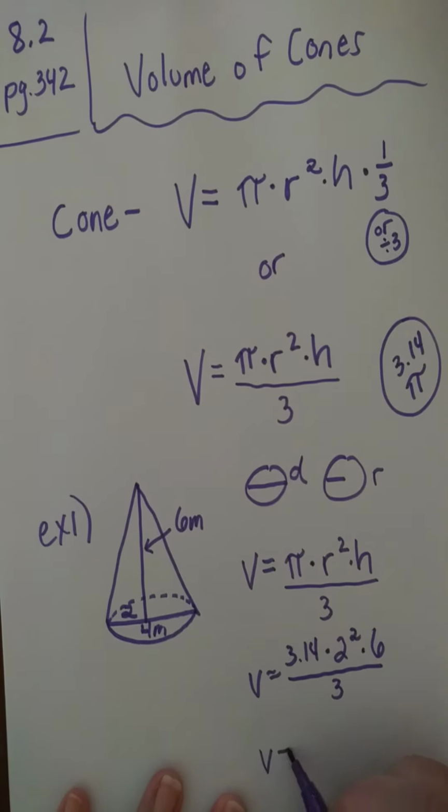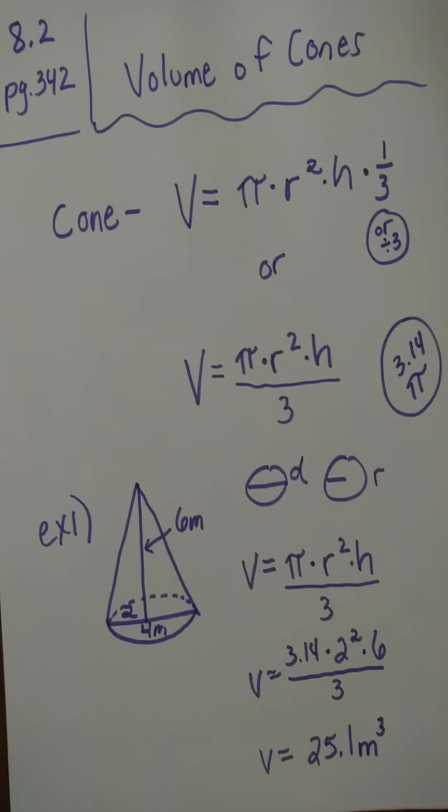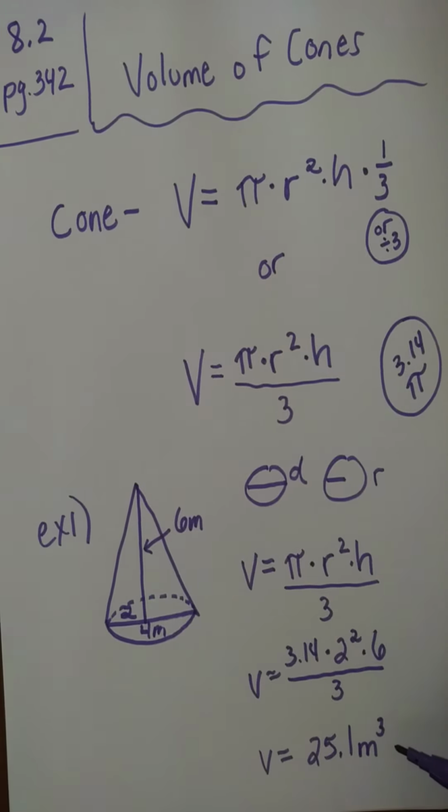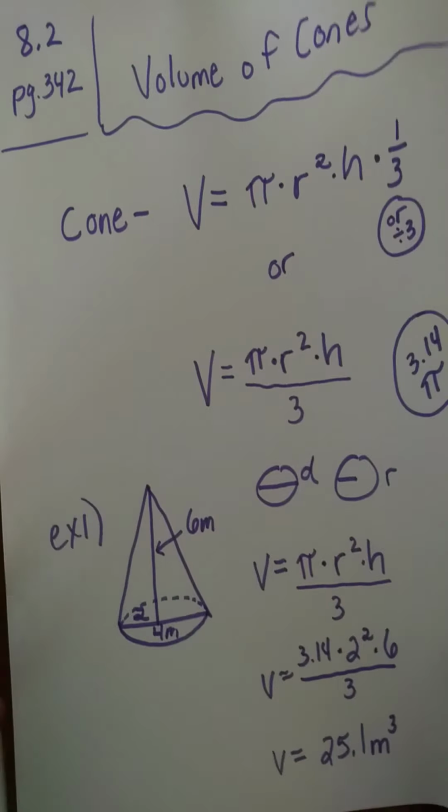And you should end up with 25.1. And the units are meters cubed. Remember, just like when we did cylinders for volume, the meters are always going to have that 3 by it. They're cubed because volume, remember, measures how many little cubes fit into that cone. Okay? All right, so let's do one more together.